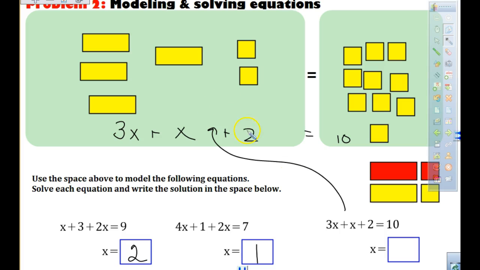I can tell that right away. I'd like you to write right below this 3x plus x, let's write 4x. If I have 4x and now I remove these 2, and I remove 2 over here, what are we left with? 4x equals 8. So if I have 4 of the x's equaling 8, each x must be equal to 2.